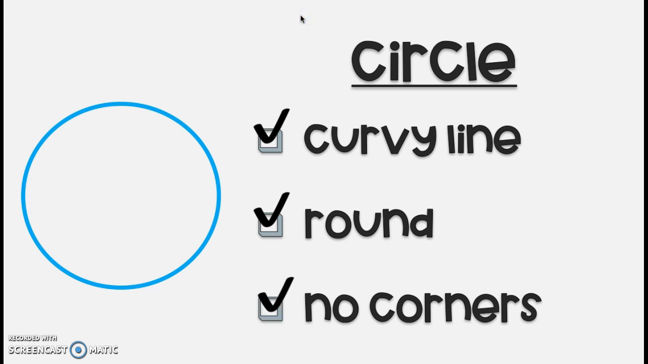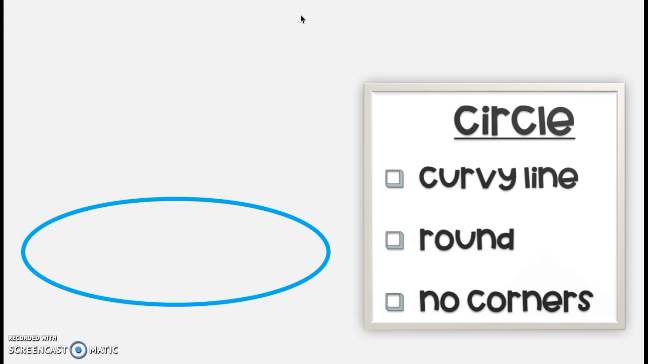All right, let's check some shapes. What do we think? All right, let's look at this shape. Kind of looks like a circle. Let's do our checklist. All right, does it have a curvy line? Yep, check. Is it round? Oh, I don't know. That doesn't look like the other circles.